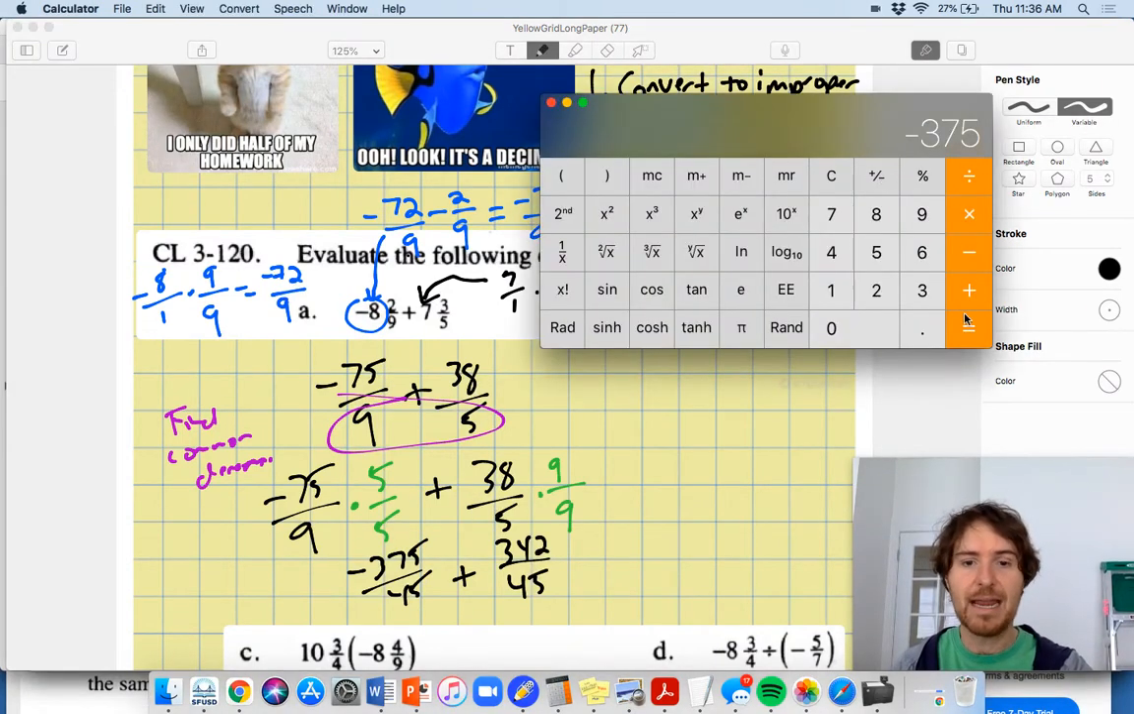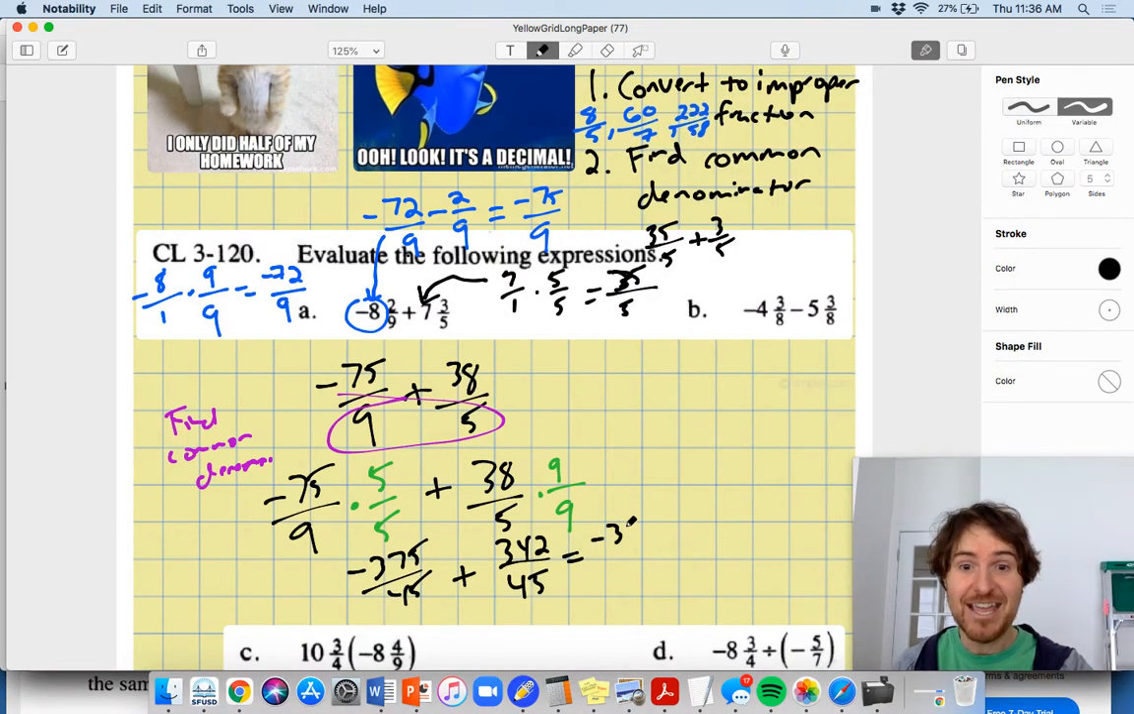So I'm going to do negative 375. Okay, let's make that one negative. And we're going to add 342 to it. And I get negative 33 over 45. And is that actually the simplest I can write my answer right here? What do you notice? 33.